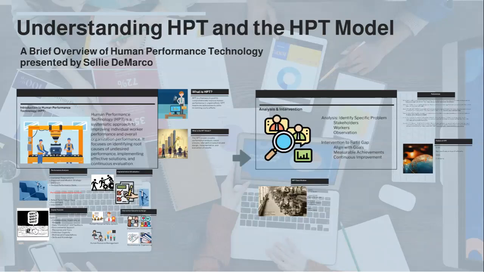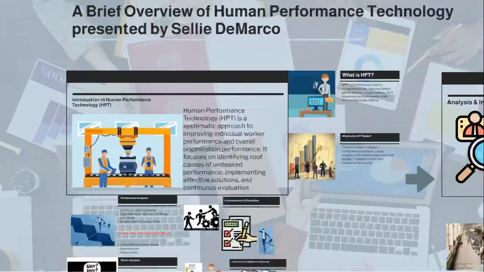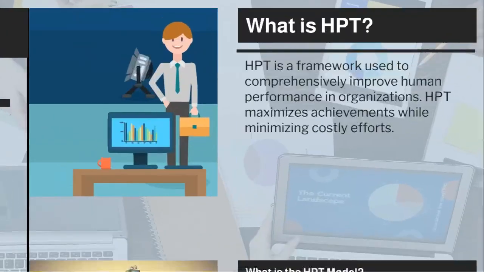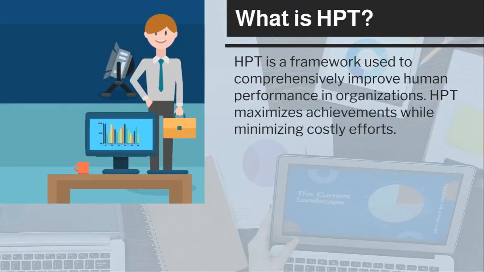This is a brief overview of human performance technology presented by Sally DeMarco. Human performance technology, HPT, is a systematic approach to improving individual worker performance and overall organization performance. It focuses on identifying root causes of undesired performance, implementing effective solutions, and continuous evaluation. HPT is a framework used to comprehensively improve human performance in organizations.